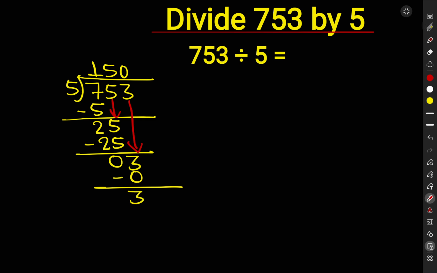So now we have no other number to put down. So we take a decimal here so that we can put 0. So it is 30 and 5 times 6 is 30. On subtracting we get 0.